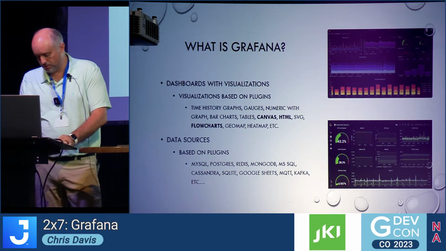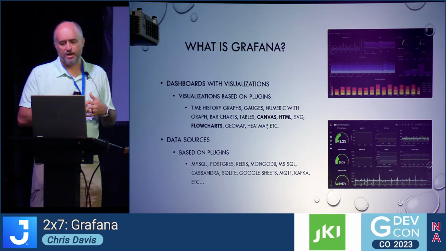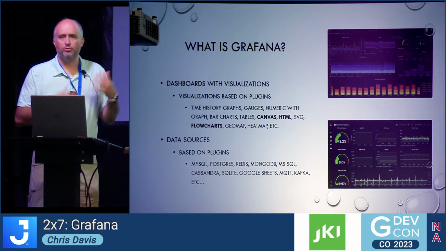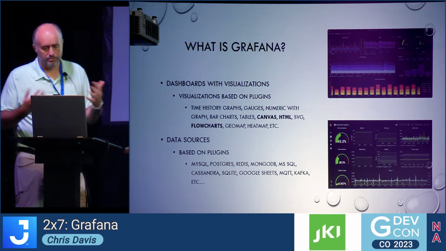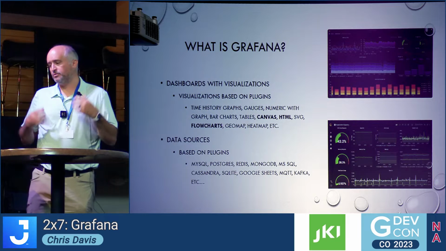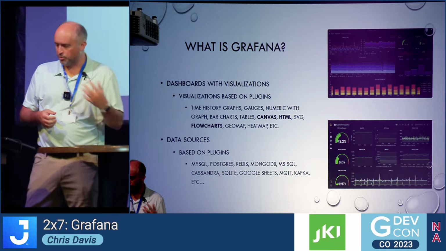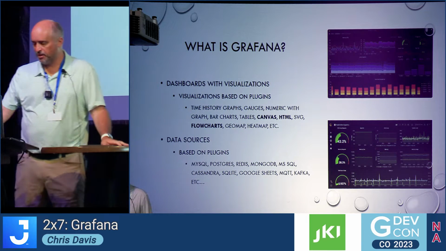Grafana is often used in data centers and for DevOps teams because it has a lot of capabilities to graph slow captured data over time, and has some nice ways to bring that up in browsers. So it's got visualizations similar to what LabVIEW has: time history graphs, gauges, numerics with a graph, bar charts, tables. It's got a new Canvas tool that allows you to kind of create your own using SVG, and has the ability to display chunks of HTML. It does have SVG capabilities, flowcharting, geomaps.